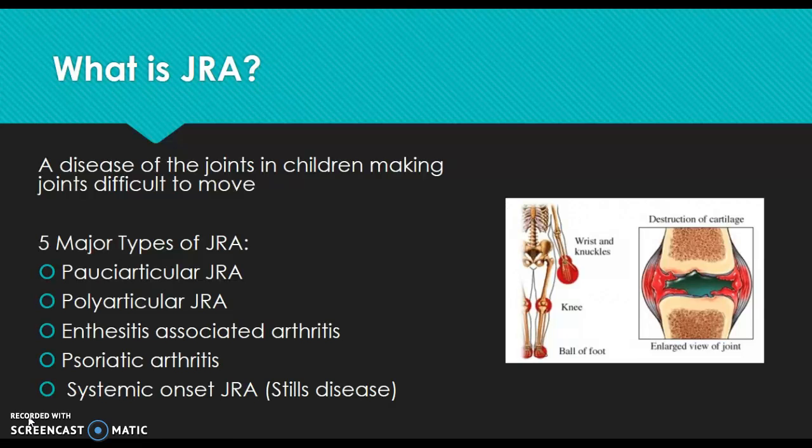Next, we have psoriatic arthritis, which is associated with the skin disease psoriasis. Lastly is systemic onset JRA, also known as Still's disease. This affects the entire body and is the least common type of JRA.